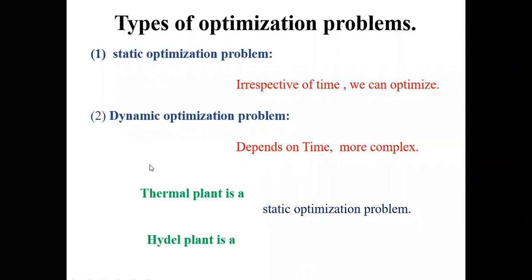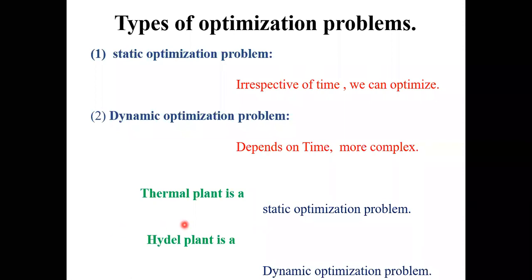So for example, in the rainy season, we have plenty of water. But in the winter season and the summer season, we don't have that much water. Means when you are considering the hydel power plant, the water availability is not fixed with respect to time. It is changing with respect to time. So that is why it is a dynamic optimization problem.